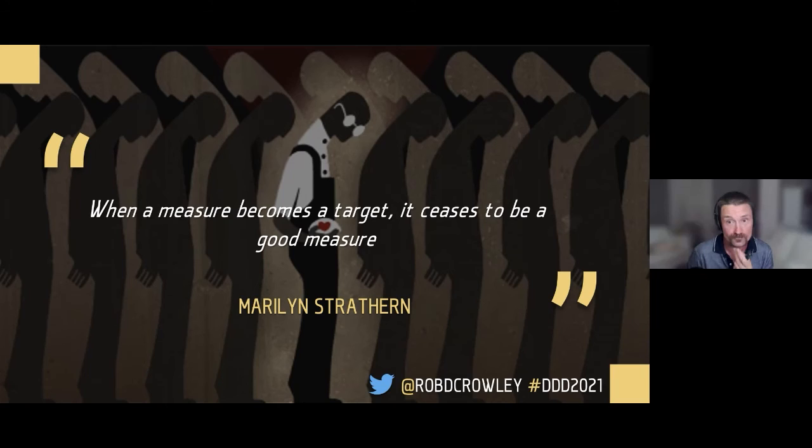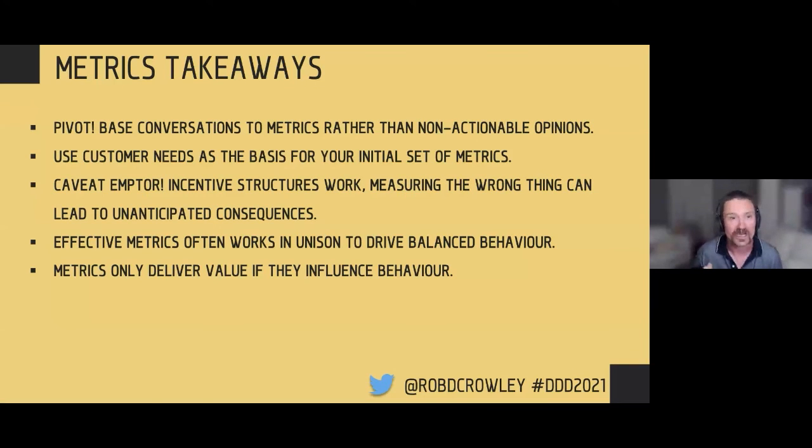So some metric takeaways. Pivot conversations to be based on metrics rather than non-actionable opinions. This is absolutely key. So actions and decisions are what underpin a successful strategy. And again, metrics are used to drive whether that behavior is yielding the outcomes we wish to or not. And use customer needs as the basis for your initial set of metrics. And key thing, incentive structures work. So metrics define that incentive structure. So measuring the wrong thing can lead to disastrous consequences, and metrics only deliver value if they influence behavior.